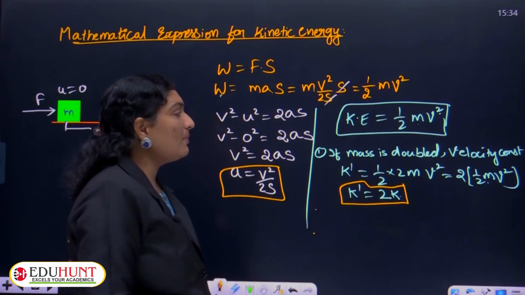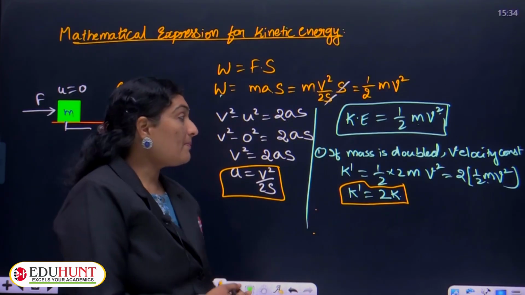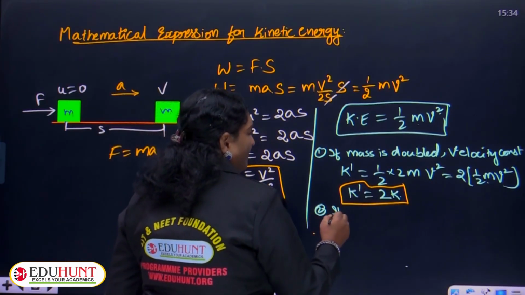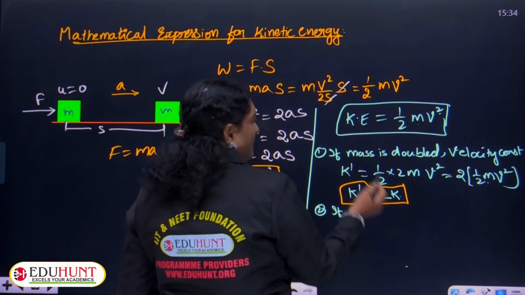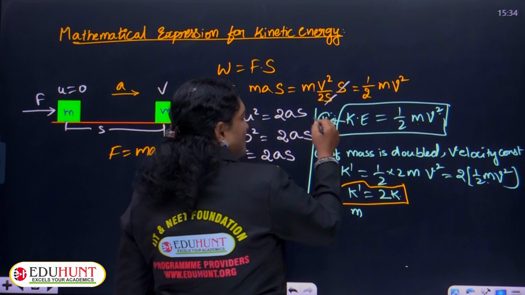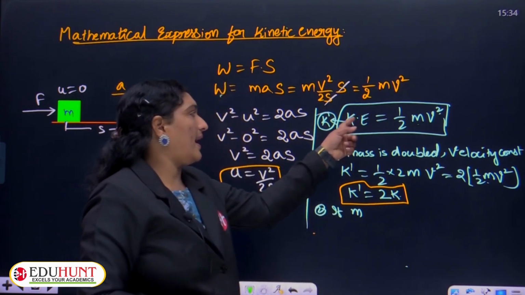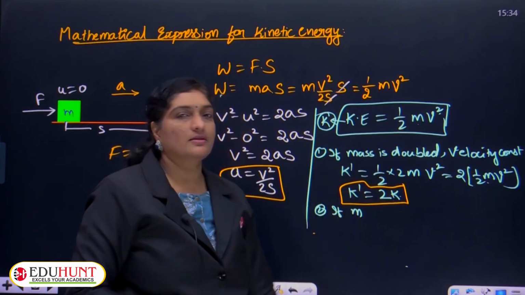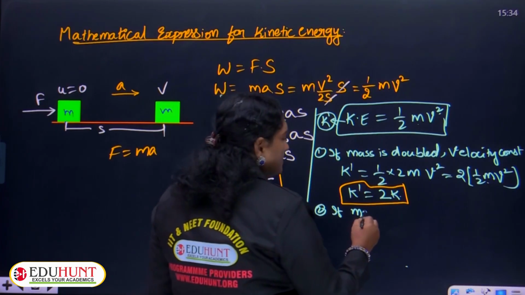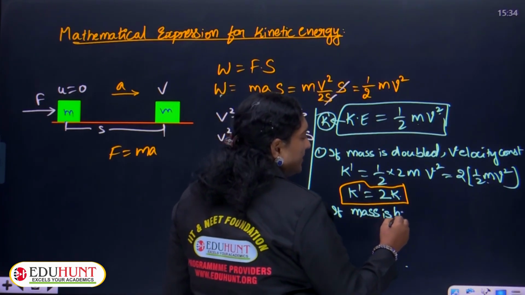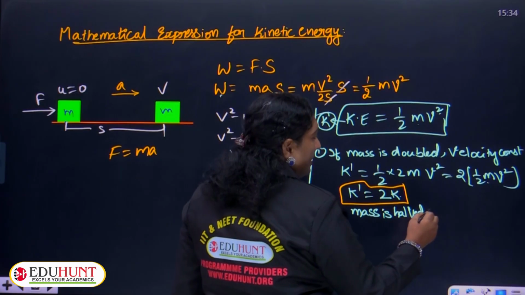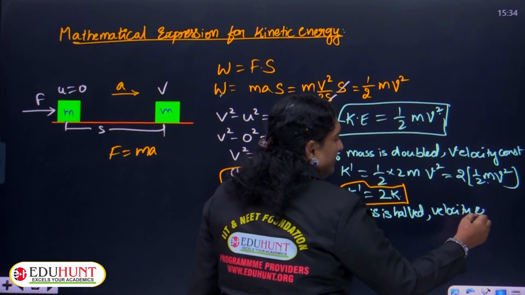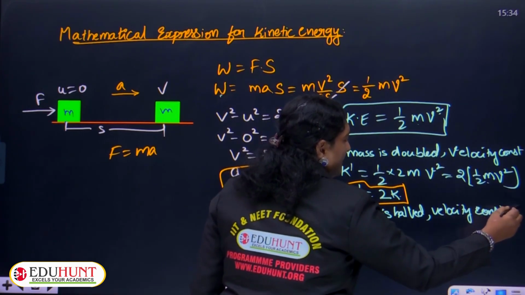Similarly, if the mass of the body is halved, let us see what happens. Case 2. This kinetic energy, I represented as K, children, for simplicity. So, old K equals half mv square, new K equals 2 times K. If mass is halved and velocity is kept constant, let us see what happens.